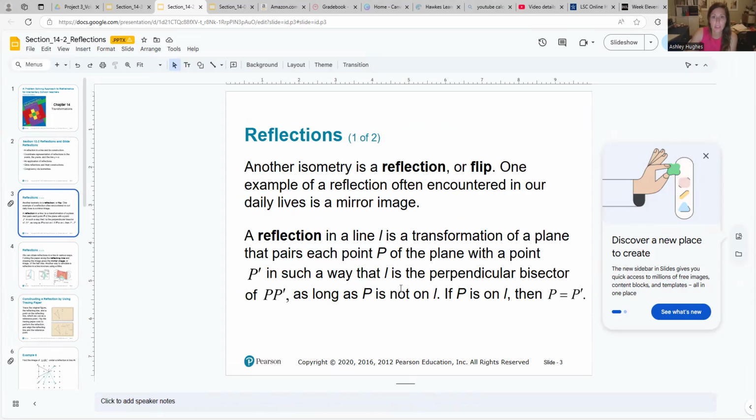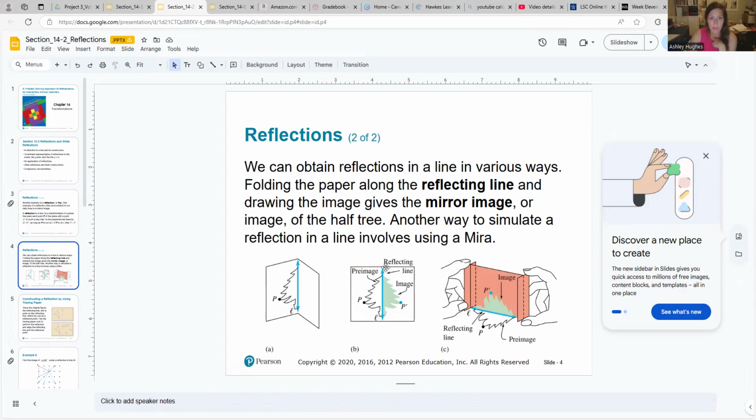So a reflection is like a flip. Like think of a butterfly, the reflection, each side is a mirror image of the other. Or when you look in the mirror, that's a reflection. When you take a selfie, it's a reflection. So let's look at what that looks like.